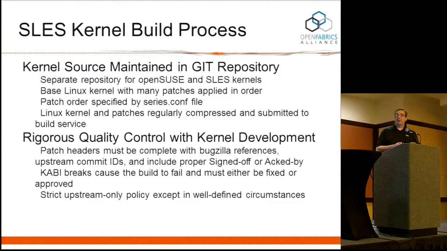We have a rigorous quality control with the kernel development. Patch headers must be complete. There's lots of information that's required for each patch to make sure that we can keep track of why it's in there, where it came from, and who made the change. KBI failures. Changes to the KBI or build failures must be fixed. There's no way this proceeds.